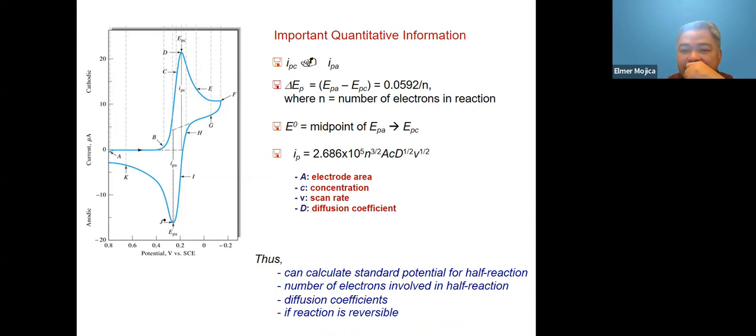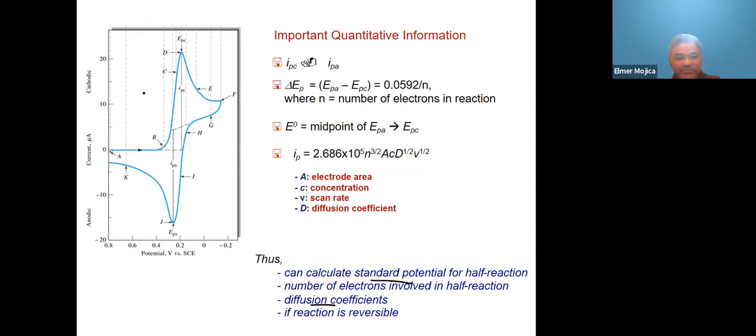If you want to determine this cathodic and anodic peak that you have, the important thing that you can get there is you can calculate the standard potential for the half reaction. You can determine the number of electrons involved in the half reaction. You can determine the diffusion coefficient. Okay? And you can determine if the reaction is reversible.